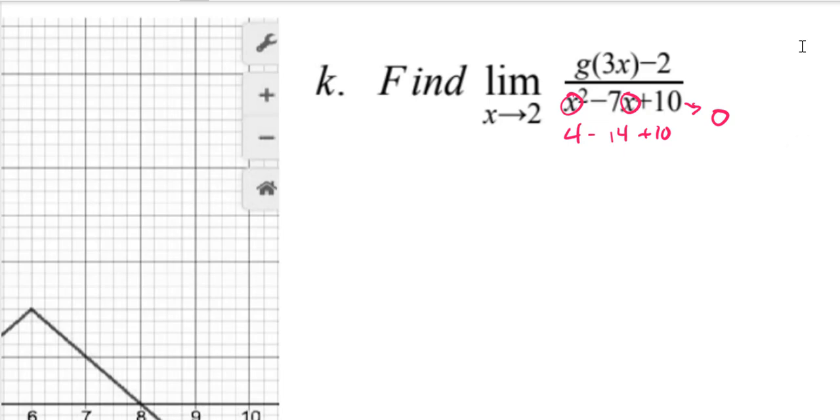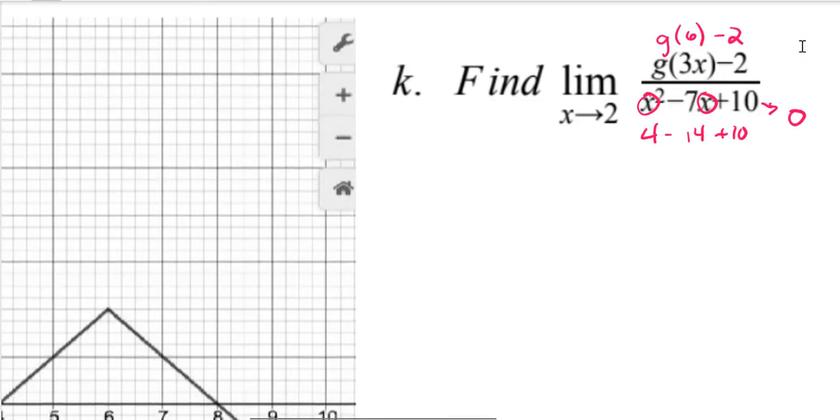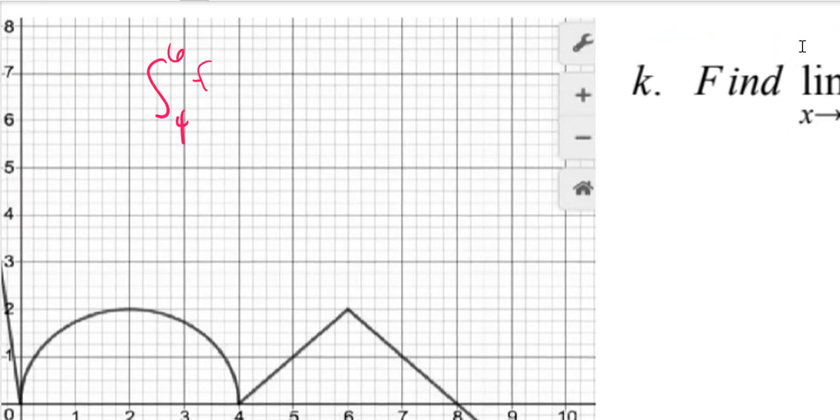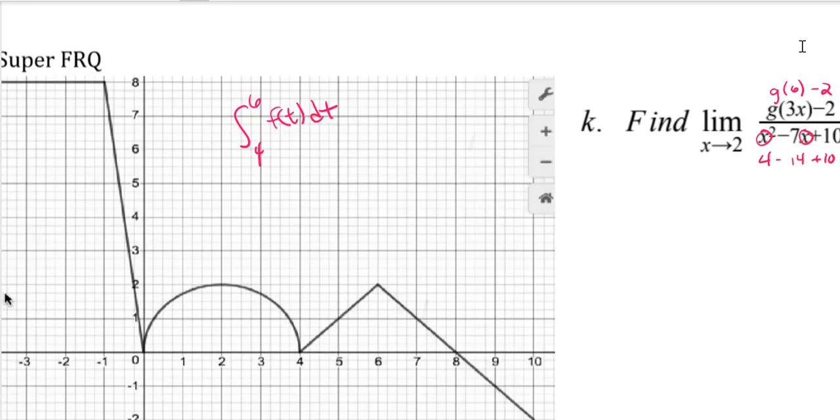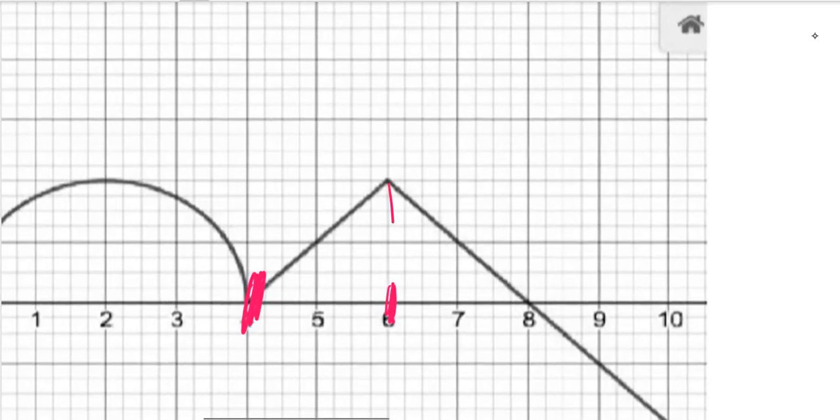Now when I plug in 2 here in the numerator, I'm going to have g of 6 minus 2. So I'm going to figure out what g of 6 is. Now my integral is defined as the integral from 4 to 6 of f of t dt. So when I look at my graph here, what I need to do is start here at 4 and then stop over at 6 at this value right here. So when I roll the function out, I'm going to end up with this triangle right here, and that triangle is above the x-axis. So when I determine the area for that triangle, the net result is going to be a positive value.